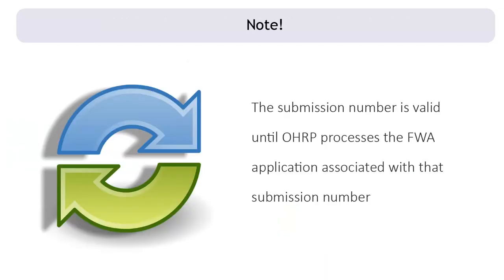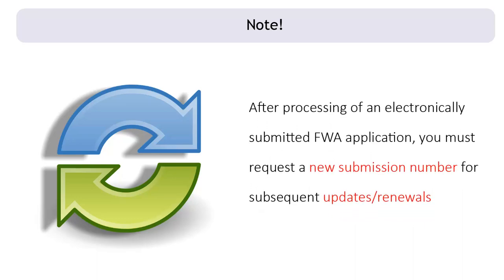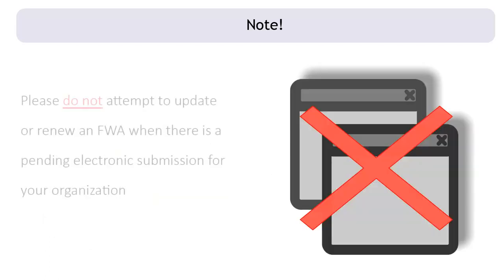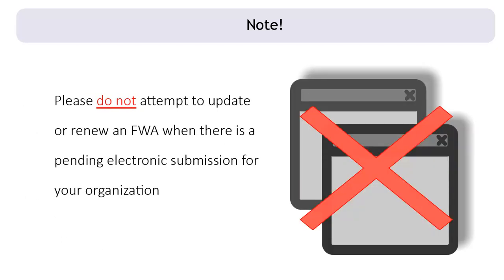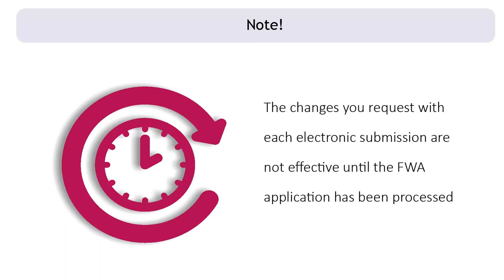The submission number is valid until OHRP processes the FWA application associated with that submission number. After processing of an electronically submitted FWA application, you must request a new submission number for subsequent updates or renewals. Please do not attempt to update or renew an FWA when there is a pending electronic submission for your organization. The changes you request with each electronic submission are not effective until the FWA application has been processed.